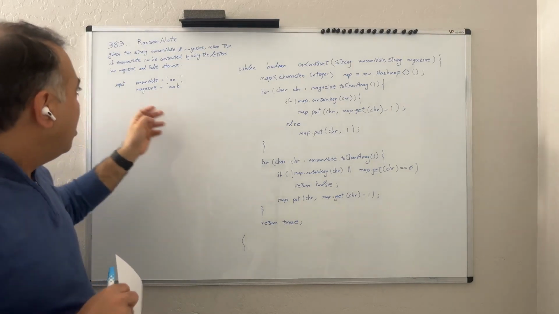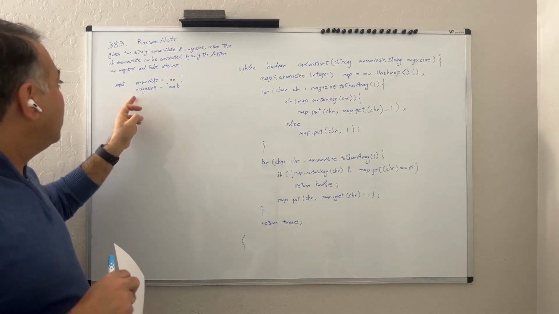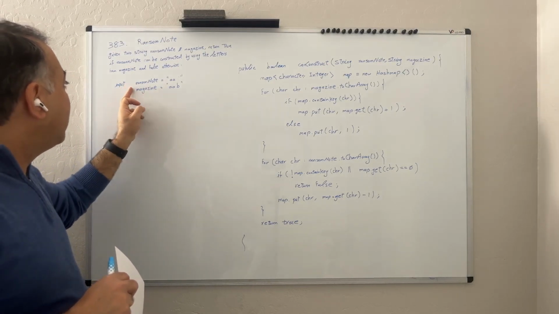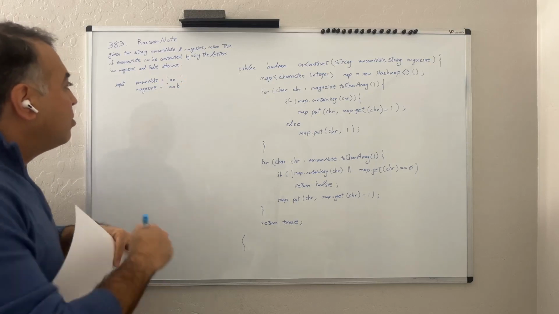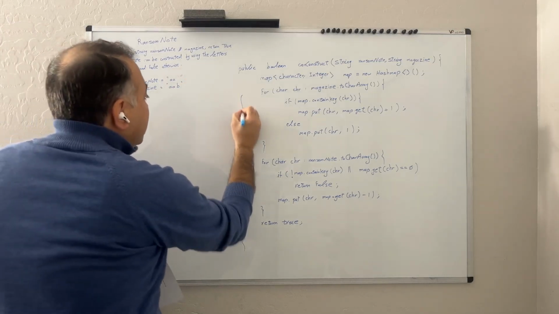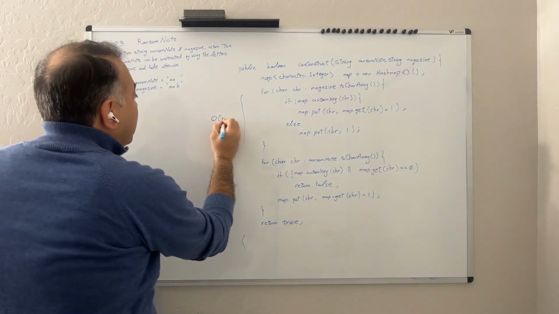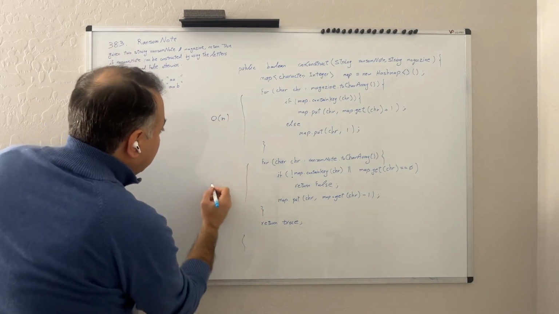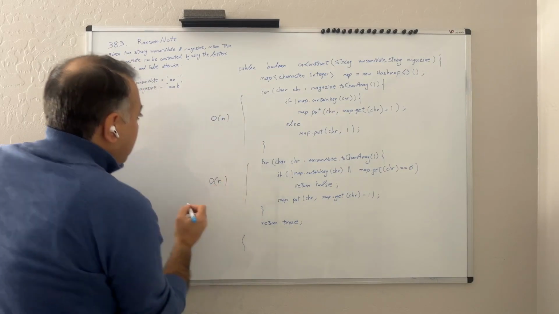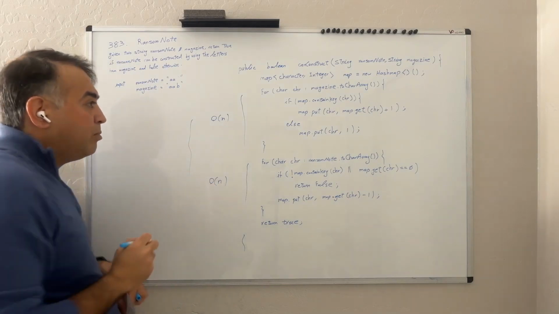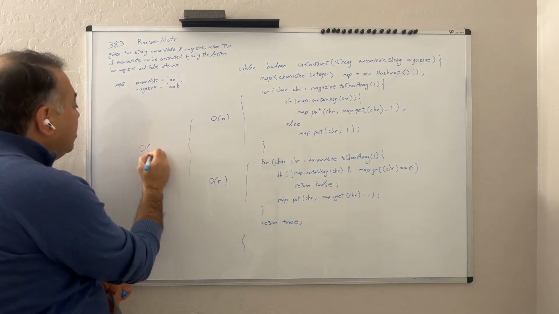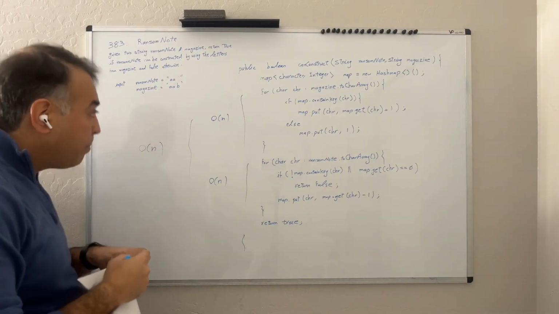If you check here, I loop through all the characters that I have in the magazine and in the ransom note. So I can assume this section as O(N), this section as O(N), and I can assume the time complexity of this method is O(N).